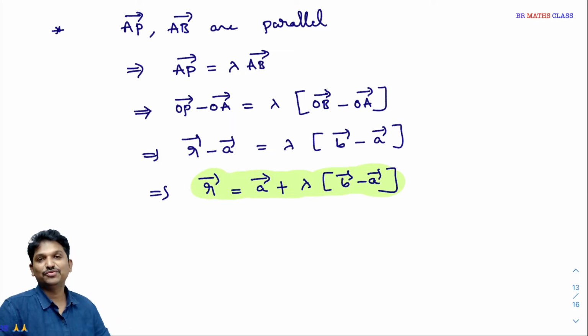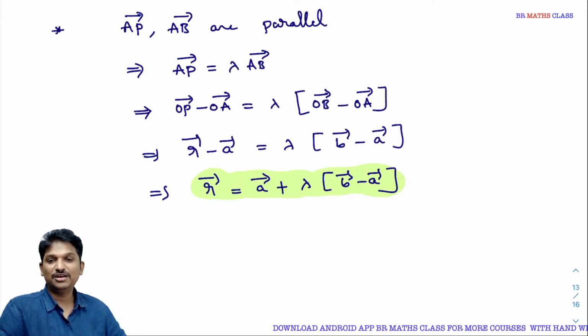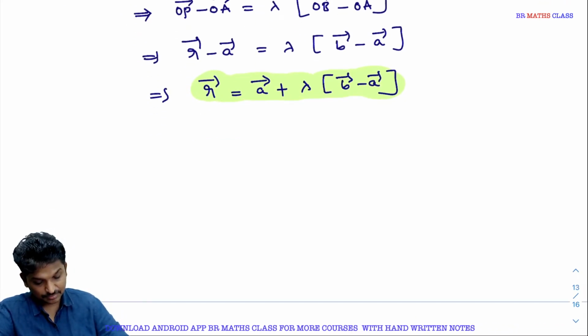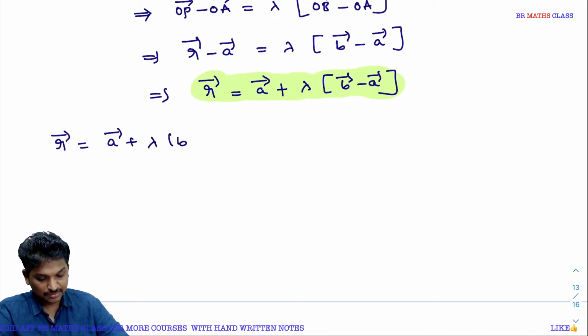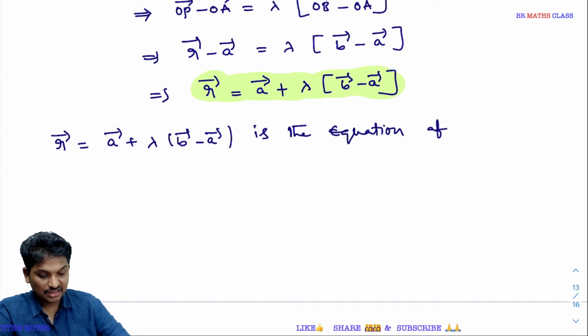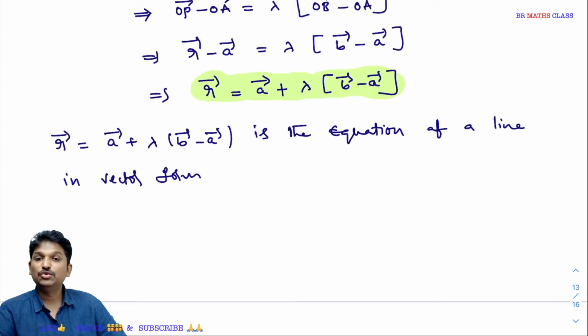This is the equation of a line passing through 2 points whose position vectors are A bar, B bar respectively in vector form. Right? This is the equation of line. You need to memorize this. R bar equal to A bar plus lambda times of B bar minus A bar. Right? This is vector form. I'll write here. R bar equal to A bar plus lambda times of B bar minus A bar is the equation of a line in vector form, passing through 2 points whose position vectors are A bar and B bar, right? You need to memorize this result.